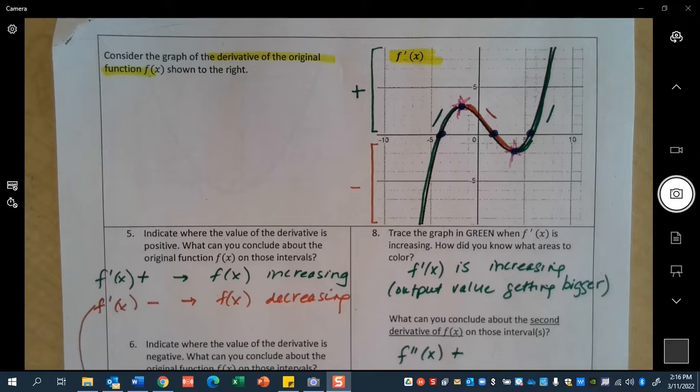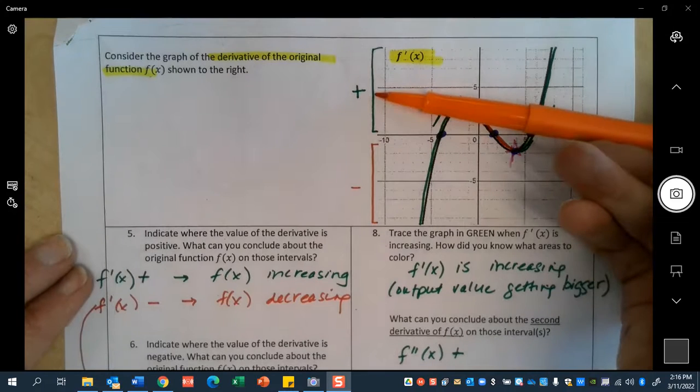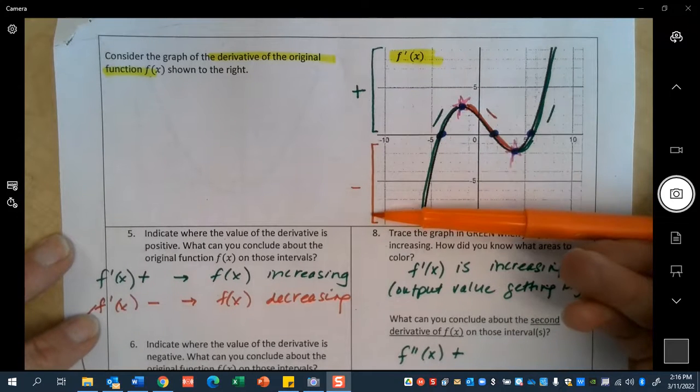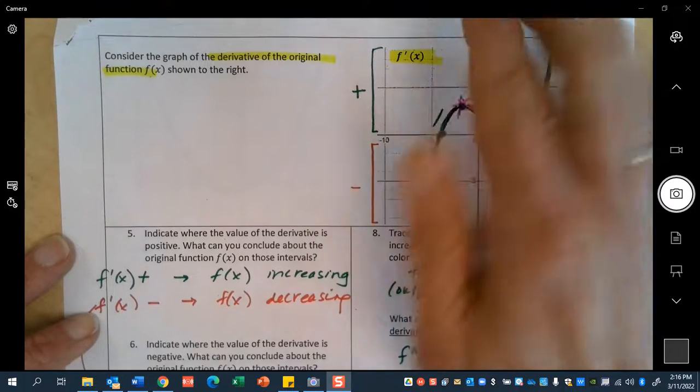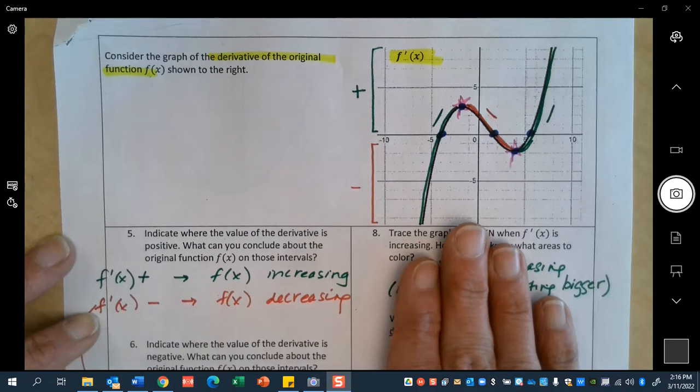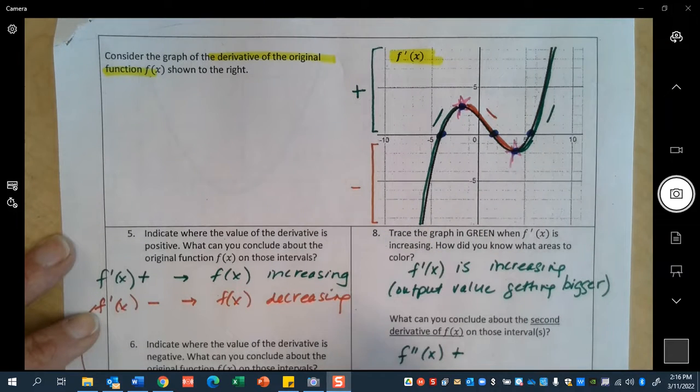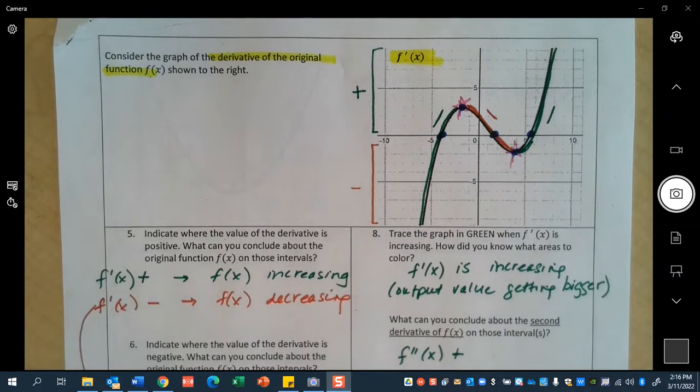Orange. Indicate where the value of the derivative is positive. There it is. The value of the derivative is negative. There it is. And I'm okay with that, right? So this red and green is this question. I think I'm okay. But you indicated everything that's pointing up like this. Okay, but hold on a minute. So this positive and negative has nothing to do with these questions. Hold on. I think I'm okay.